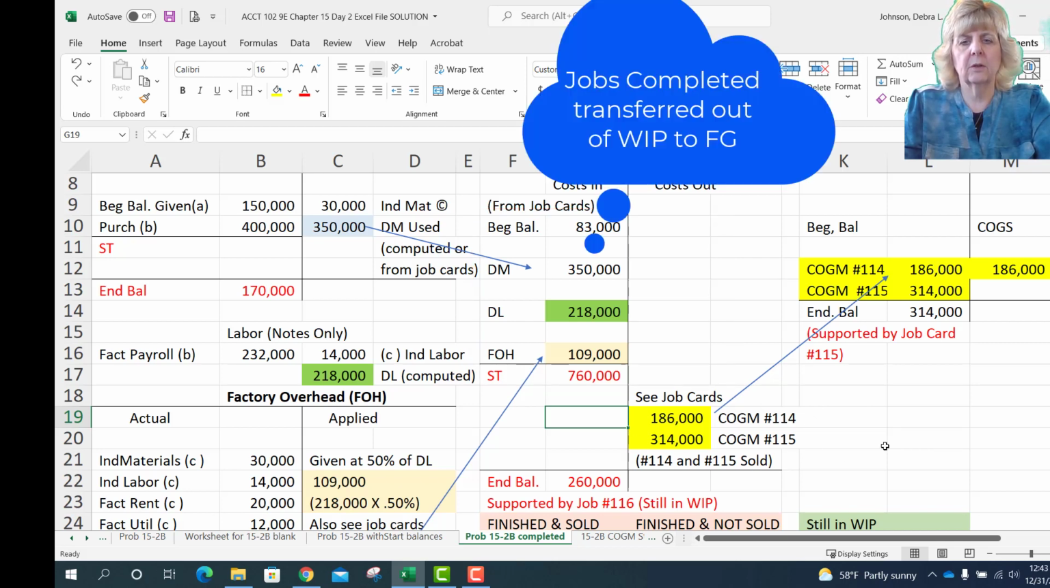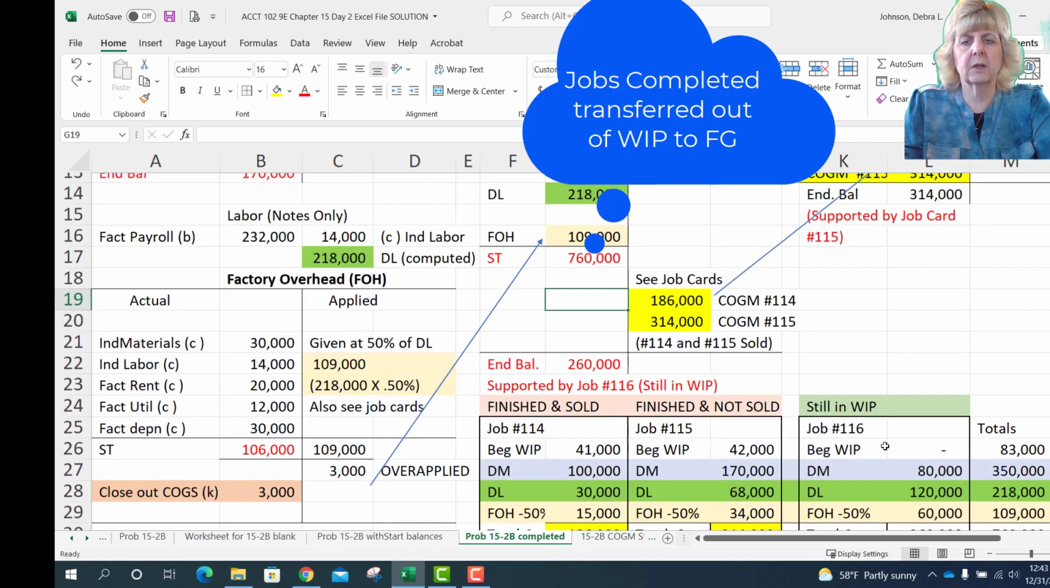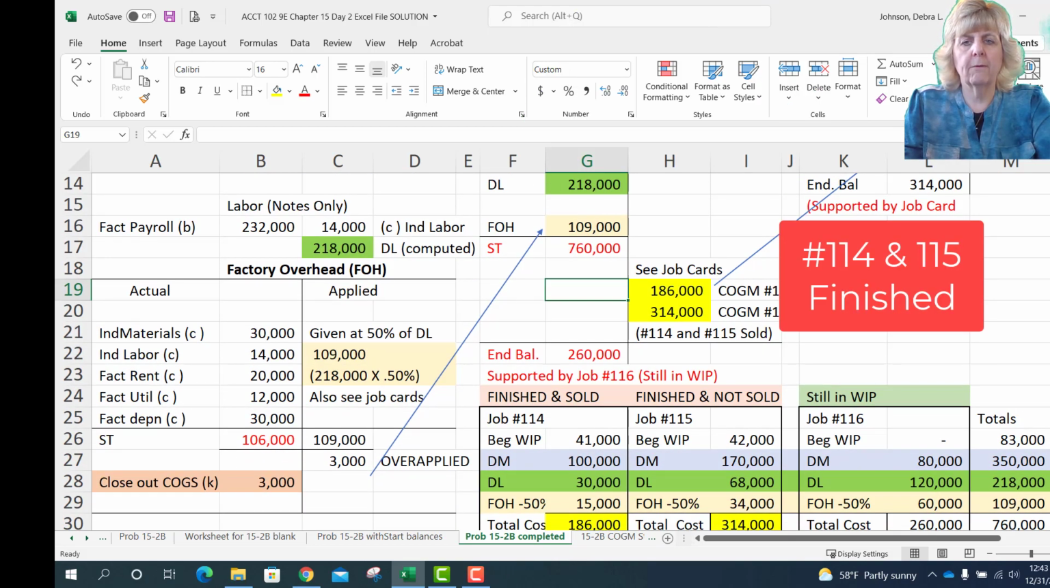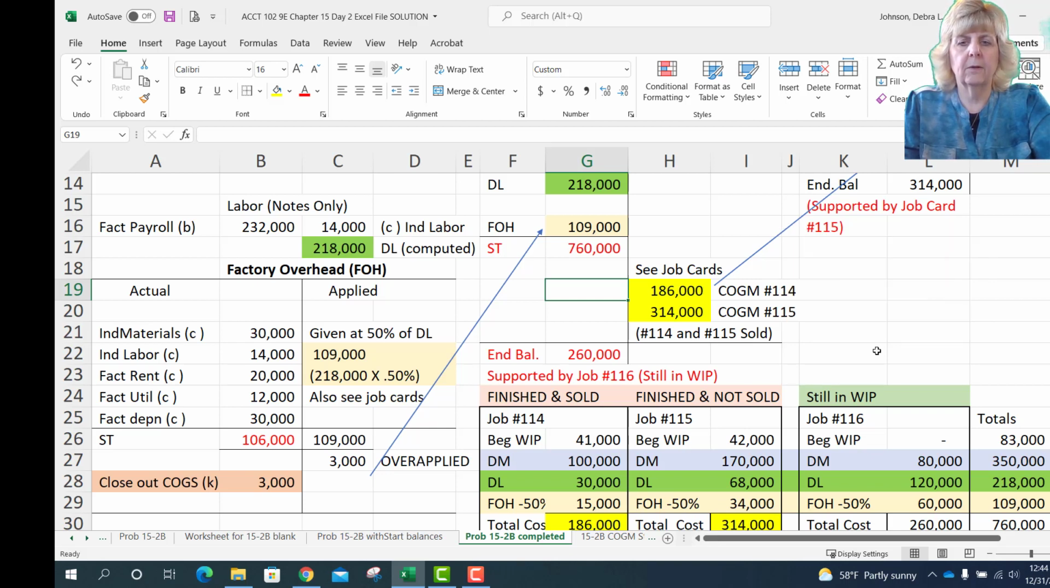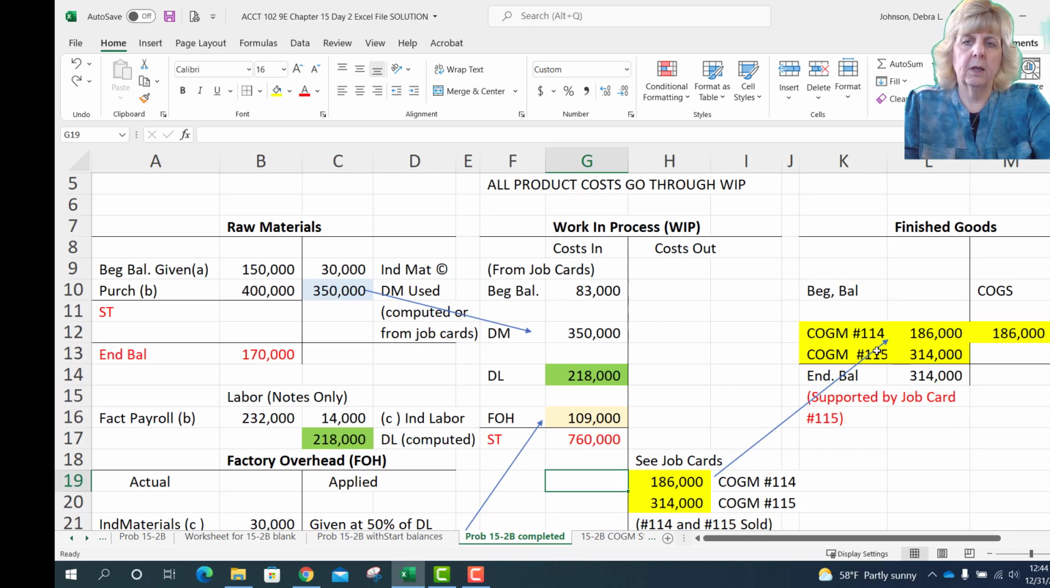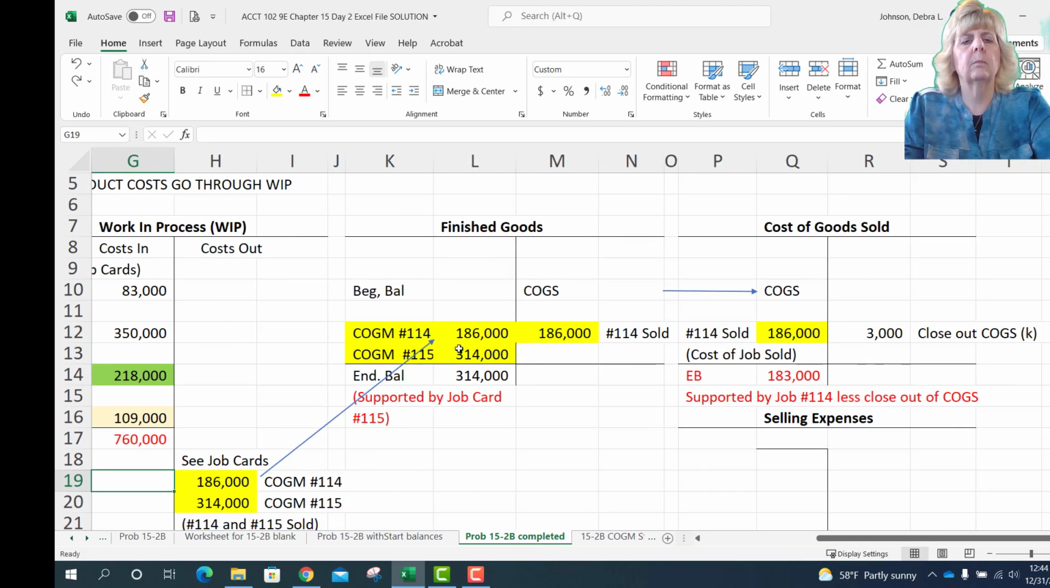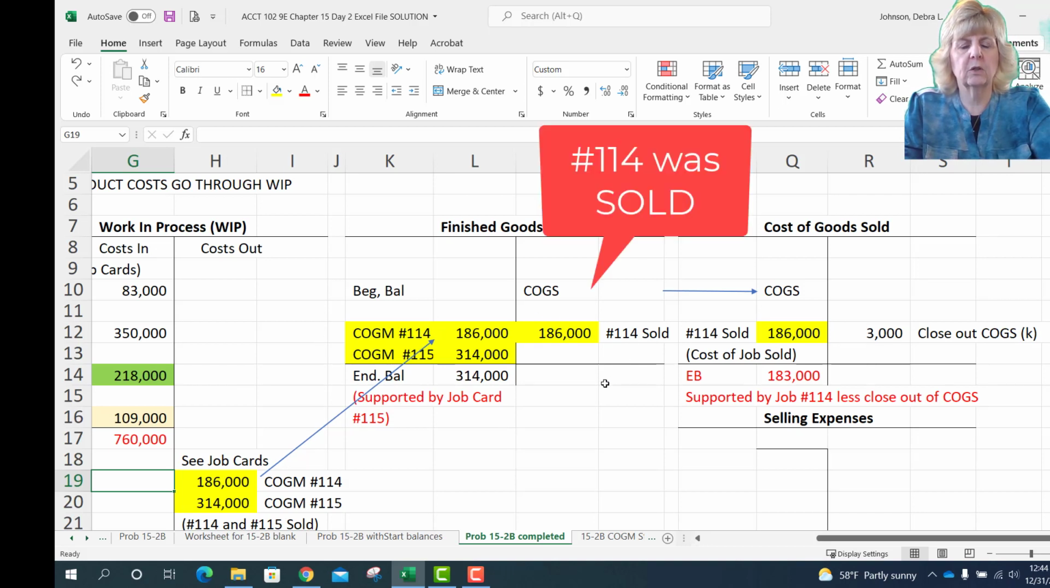So I'll scroll down to those cost cards so you can see where those numbers came from. Job 114 here totaled 186,000. So that cost was moved out of WIP and into finished goods. And the second job, job number 115 here, was also completed. So it was also moved out of WIP and into finished goods. And if you keep reading in the directions of the problem, one out of those two jobs, job number 114, was sold.